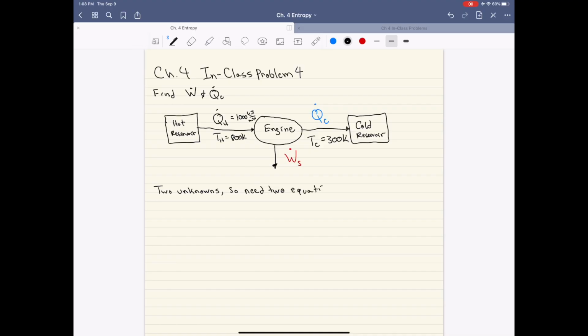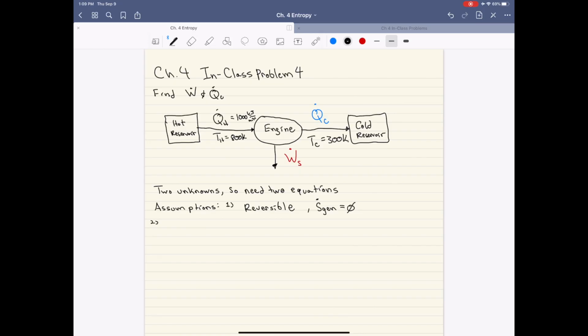For our analysis, before we begin with the balances, we're just going to make a few assumptions. The first thing that the problem tells us to assume is that the processes going on in this engine are reversible, and so that means that any entropy generated term is going to be equal to 0.